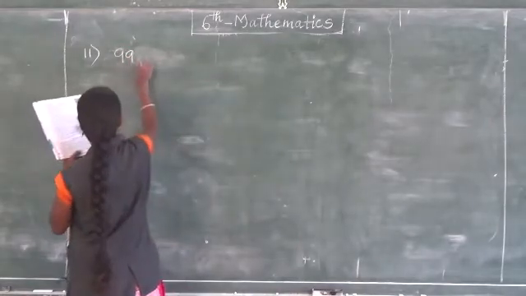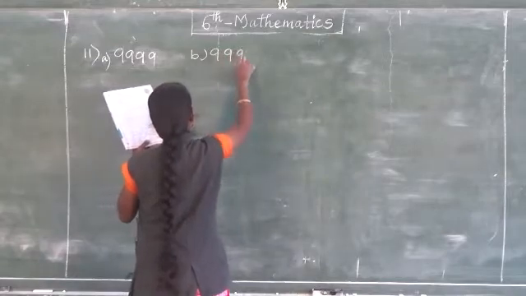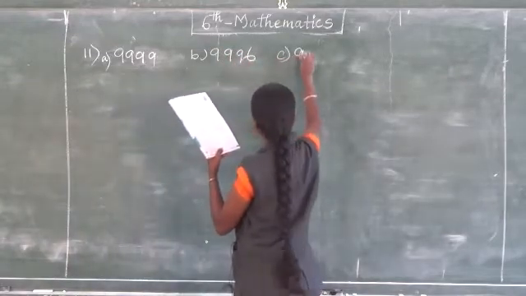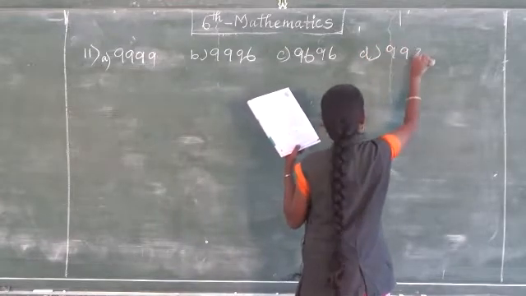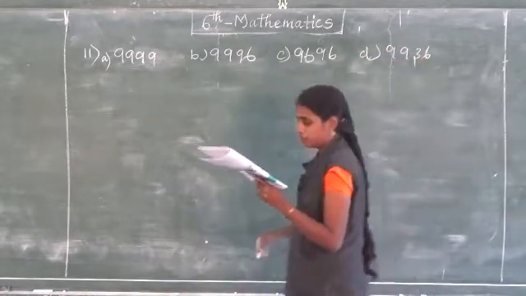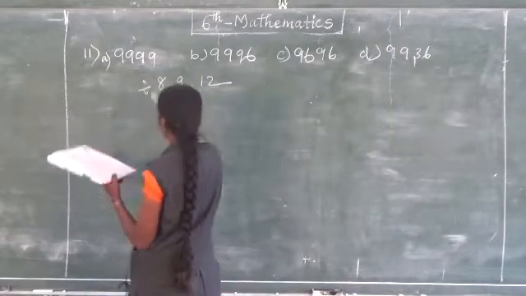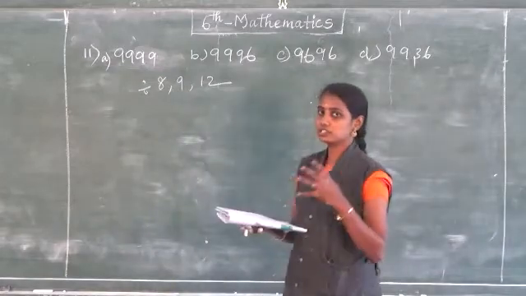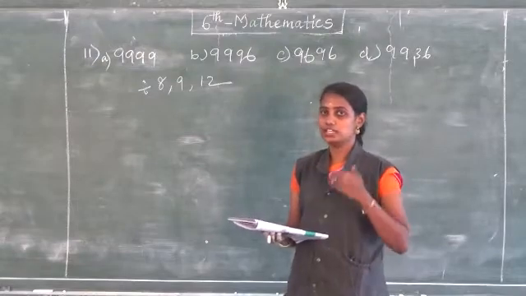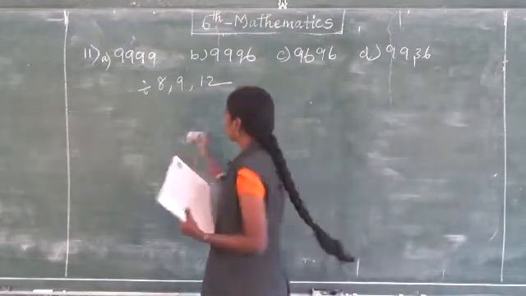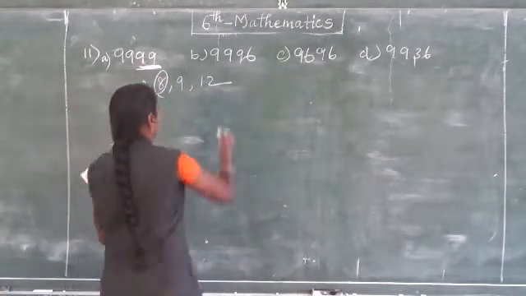See here, option A, option B is given as 9996. This is 9696. Option D is given as 9936. You have to check whether it is divisible by 8, 9, 12. For ease of checking, first check 8. For 8, you have to check the last 2 digits. We learned this in the rules of divisibility. Divisible by 8 means check whether the last 2 digits come in the 8 table or not.